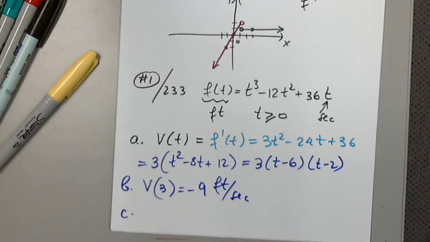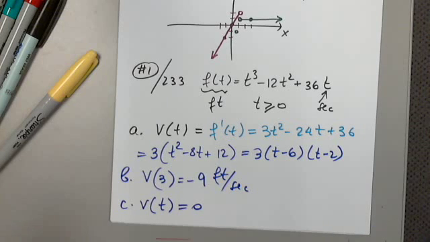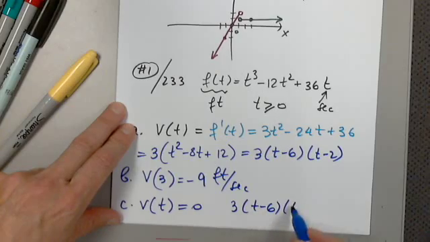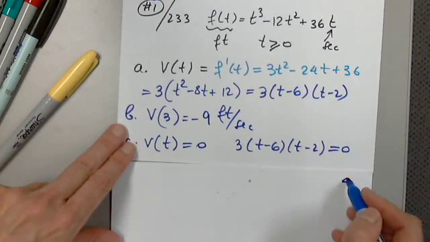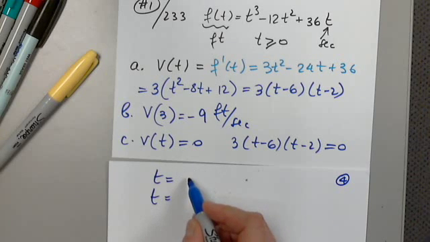Same thing. Part C: when is the particle at rest? I'm in my car and I drive. And when is my car at rest? When the velocity is zero. Obviously, if there is no velocity, it's at rest. Good. So then 3, t minus 6, t minus 2 equals 0. Therefore, there are two options. T equals 6 and t equals 2. Very good.